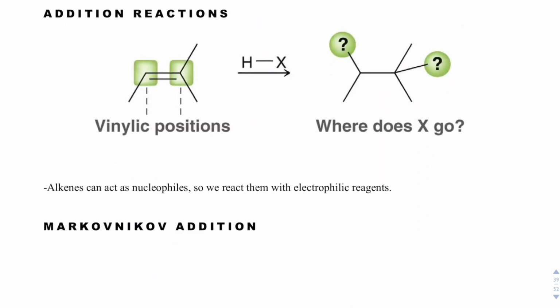Okay, so we have two positions. They're called vinylic positions across our double bond, the two carbons. And so the question is, H goes on one of them, so an H maybe goes there, and maybe X goes there. Or X could go here, and H goes here. And so the question is, where does X go? And it depends on the reaction.